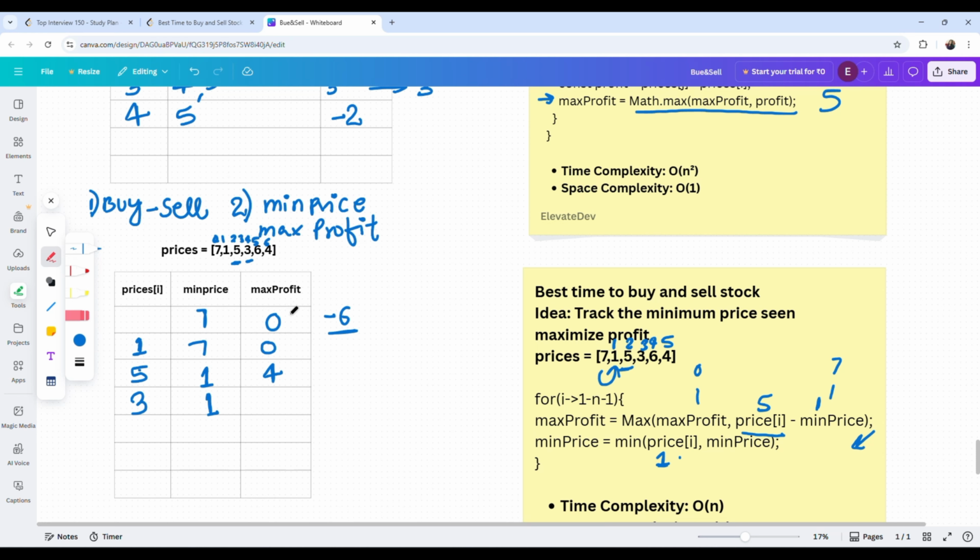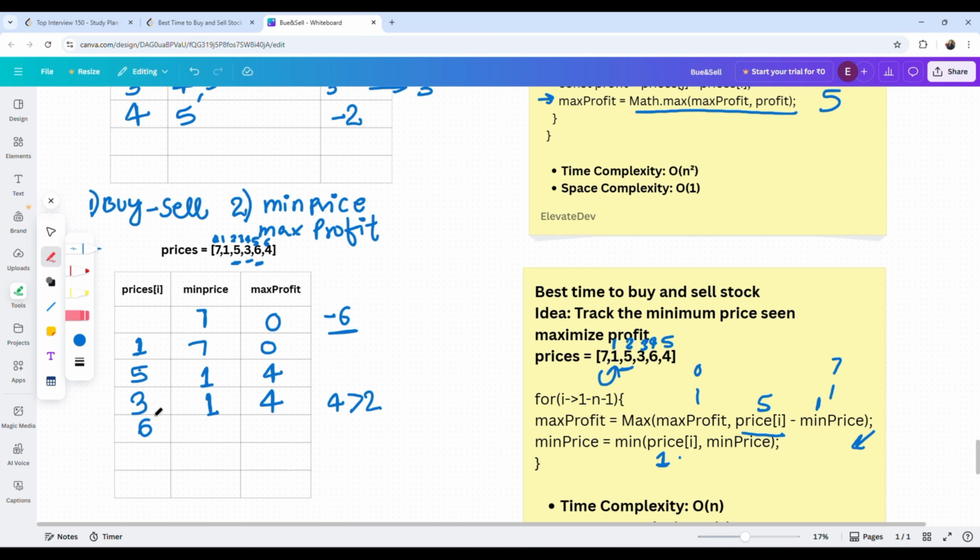Can we update maximum profit? 4 is greater than 2, so maximum profit is not going to get updated. We only have the maximum profit so far as 4. Now we will come at this position, and obviously the minimum price is also not going to get updated because 3 is greater than 1. Now i will move to the fifth position, and we have the value 6 at the fifth position.